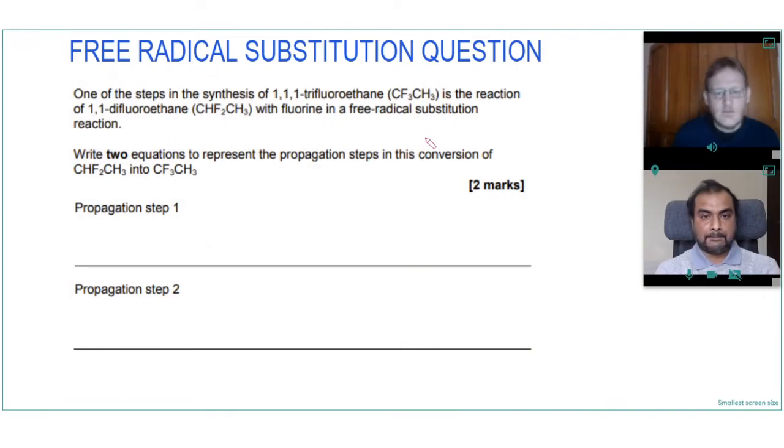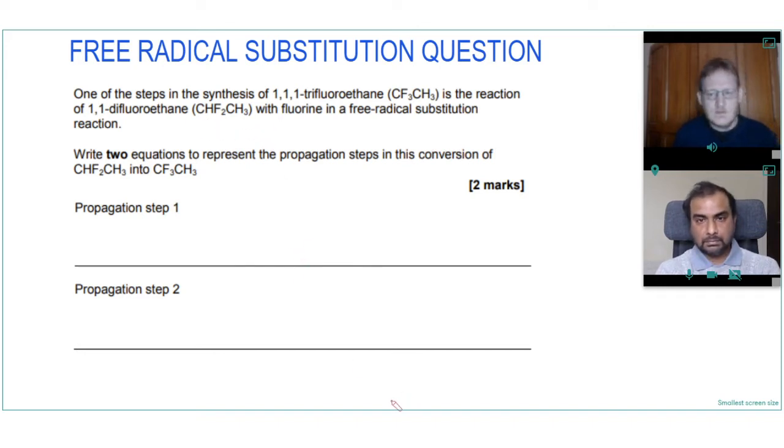So today we're going to have a look at a free radical substitution exam question taken from an AQA exam paper. And we've got to be careful with it because it's giving us specific reactants and products. So in our mechanism, we've got to make sure that it's fitting in with making the exact products that we've been given in the question.